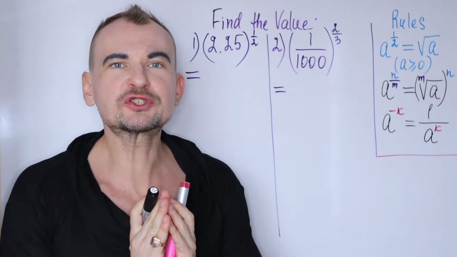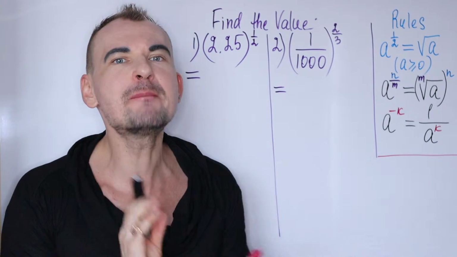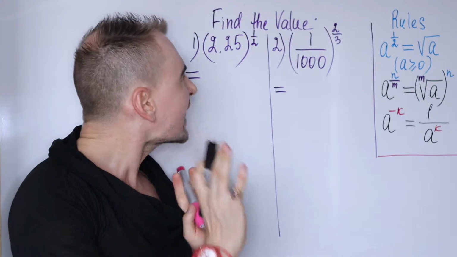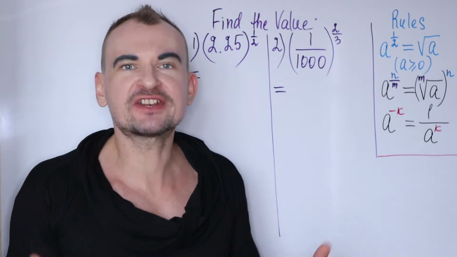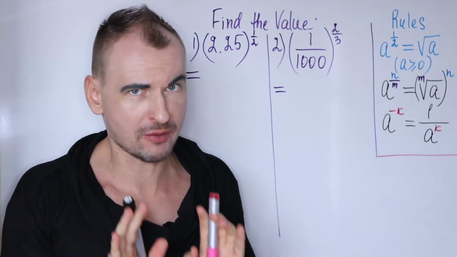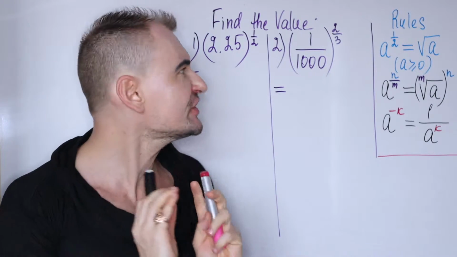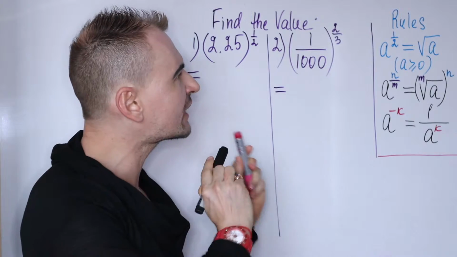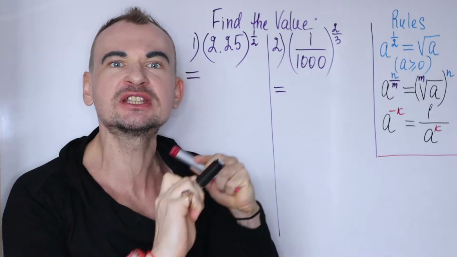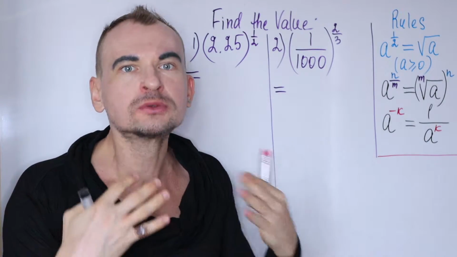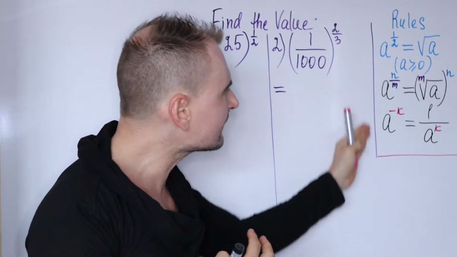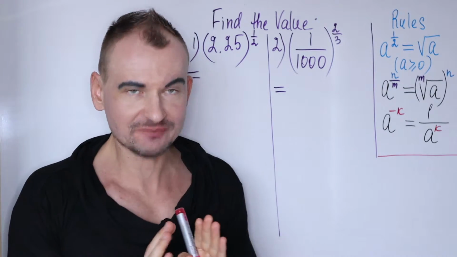Hey guys, today I will show you how to evaluate numbers raised to fractional and negative fractional and also zero powers. As a good rule of thumb, the idea is you want to rewrite your fractional power and convert it into a radical or root form by using the following properties.